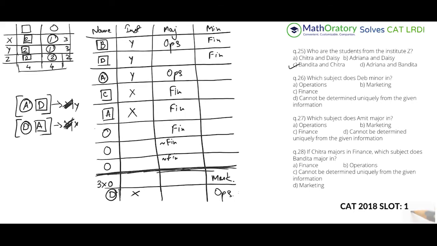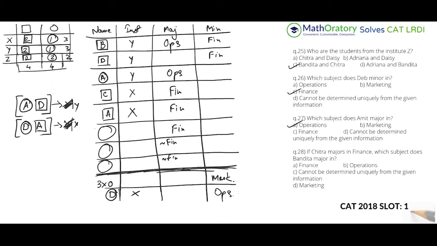26 says, which subject does Deb minor in? So Deb is minoring in finance. We can straight away look at that. So the answer is finance. 27 says, which subject does Amit major in? So Amit is majoring in operations. That is also pretty straightforward.